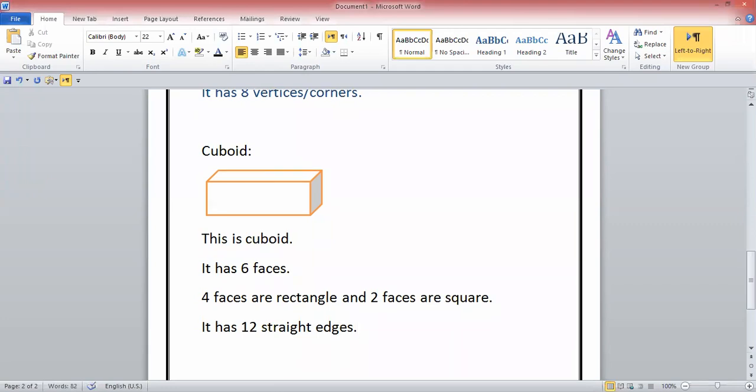And how many vertices does it have? Same as a cube. It has 8 vertices or corners. Sir, my hand burns. I can't write. It has 8 vertices, corners.